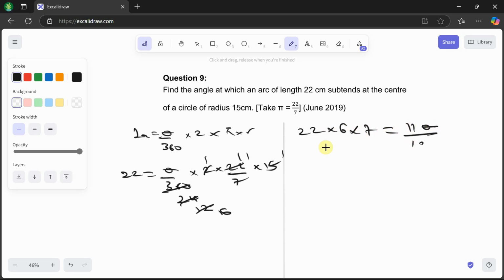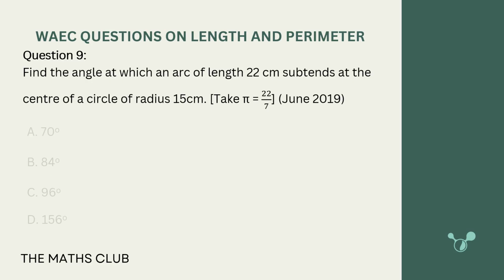So if I divide both sides by 11, 11 cancels 11, 11 here 1, 11 here 2. So this is 2 times 6 times 7, and this will give me 84. So our theta here is equal to 84 degrees. Let's see if we are correct. That will be option B.